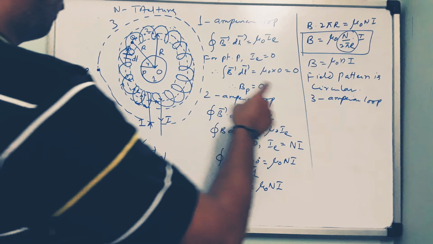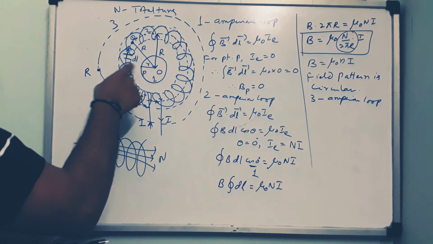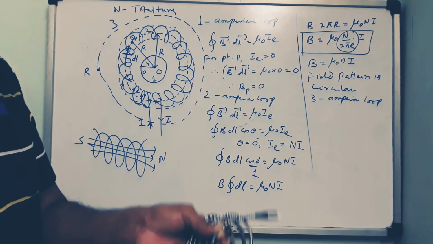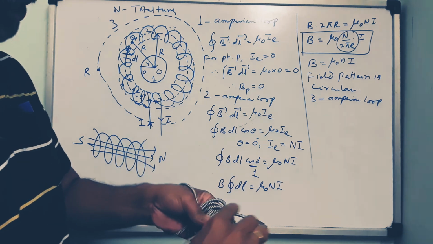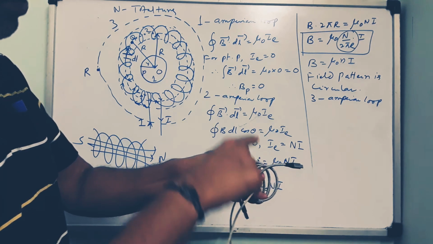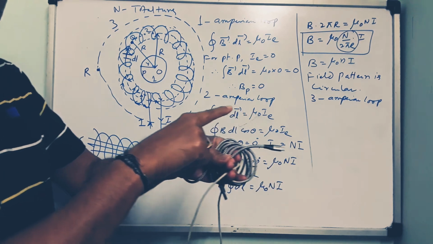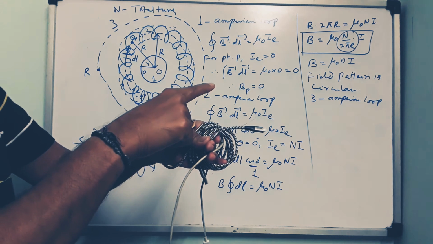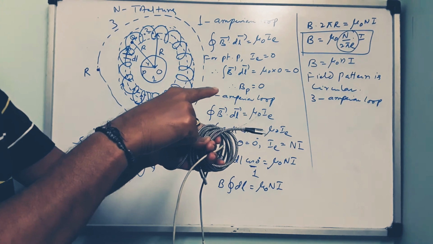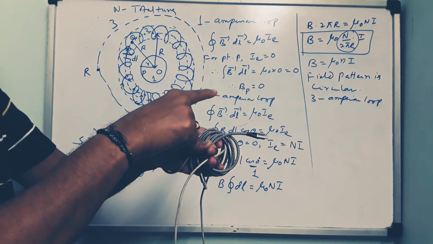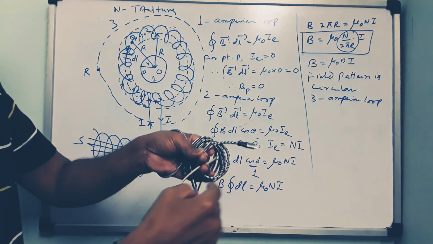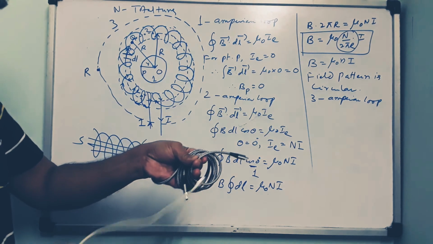This third Amperian loop. Where is the third Amperian loop? It is well outside the toroid. So this is my toroid. Now I am imagining a point here. So to calculate the magnetic field at this point P or R, I should draw an Amperian loop.